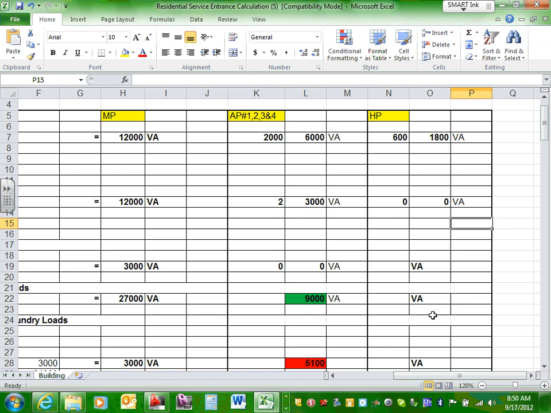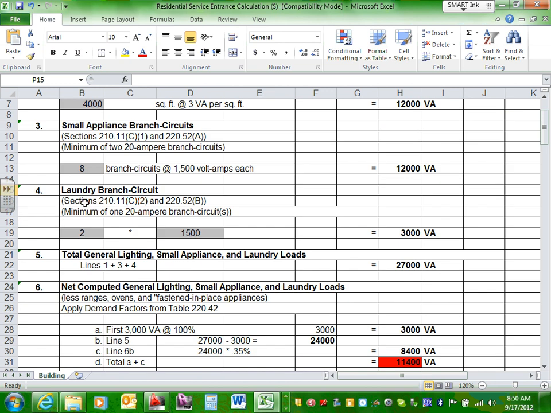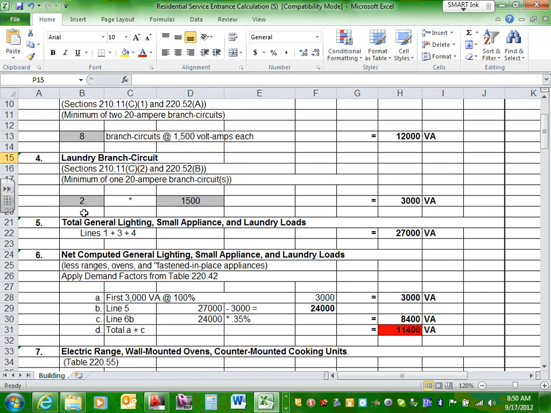All right, so that's for the kitchen. Moving on to the laundry circuit. Code 210.11C2 says you have to have a branch circuit for the laundry. If you go to 220.52B, it tells you that for that branch circuit you have to allocate 1500 volt-amps. I trust you are going to go there and verify this information, and make sure the code articles are right and say what it says here.